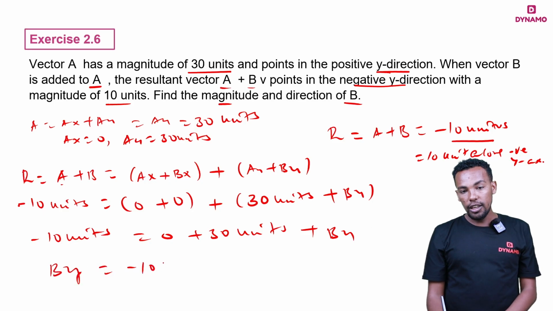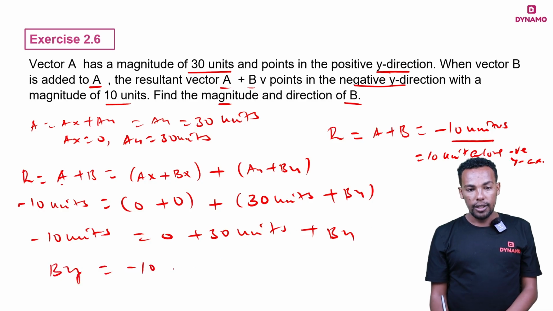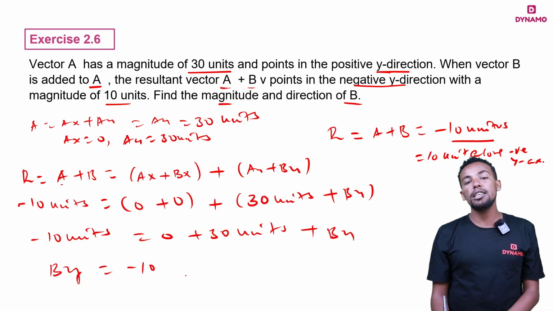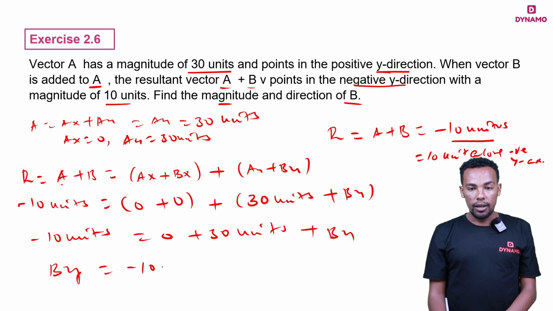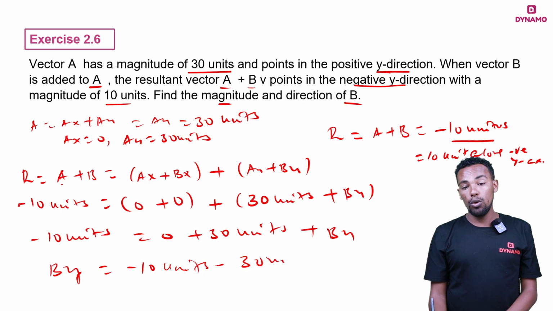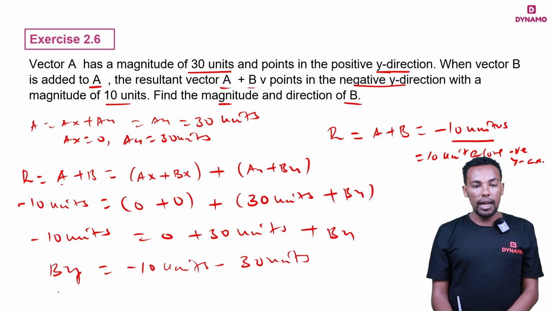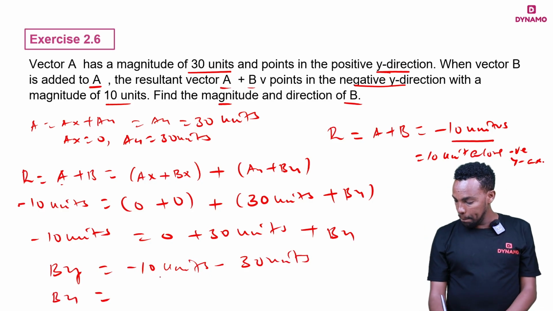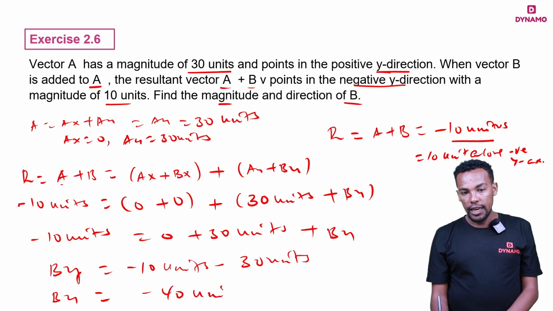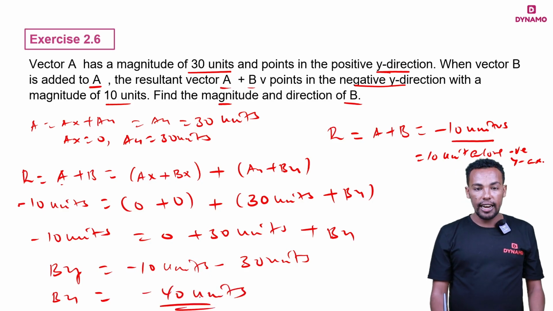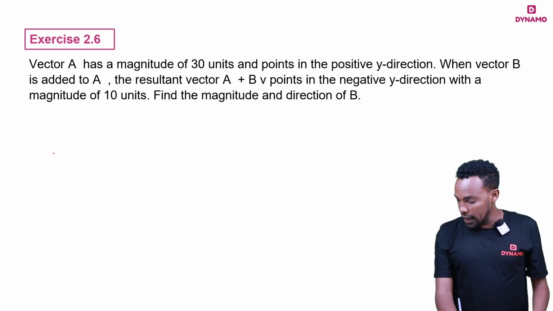Along X it is 0. Along Y, the resultant is negative, so we move from the plus 30 units along Y. Therefore, BY is equal to minus 40 units, so it lies along the negative y axis.